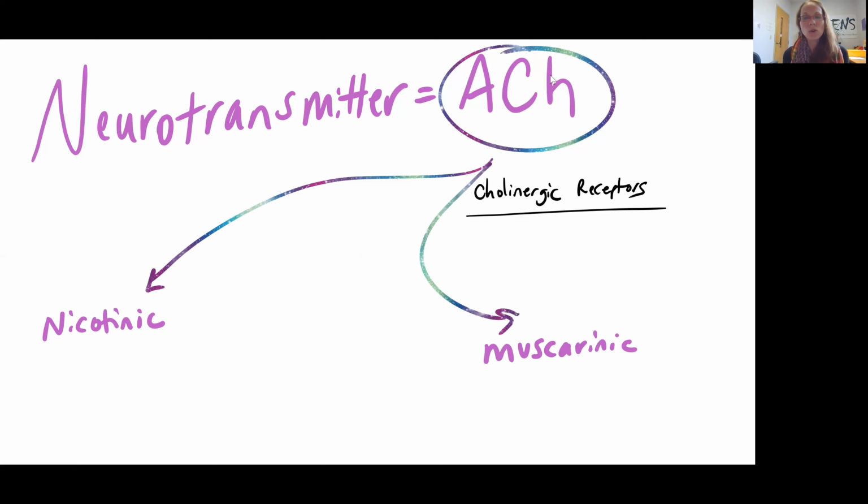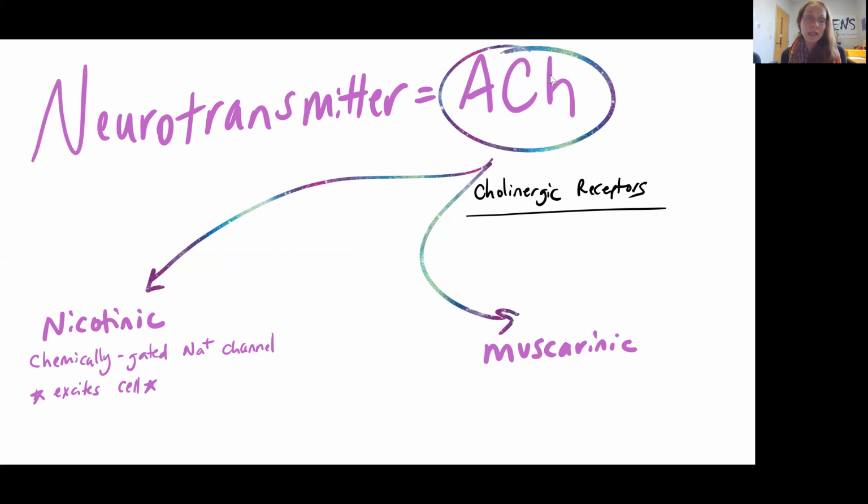Now, that acetylcholine is going to be binding to two different types of receptors. We can call both of these receptors cholinergic receptors. This term cholinergic, remember, just means that it involves acetylcholine. So the cholinergic name is coming from the choline part of acetylcholine. Now, of these two types of receptors, the nicotinic receptor is one we are already familiar with.